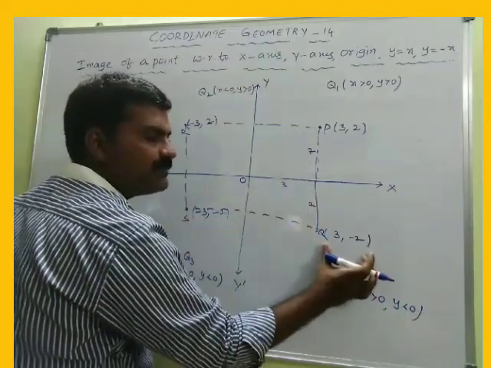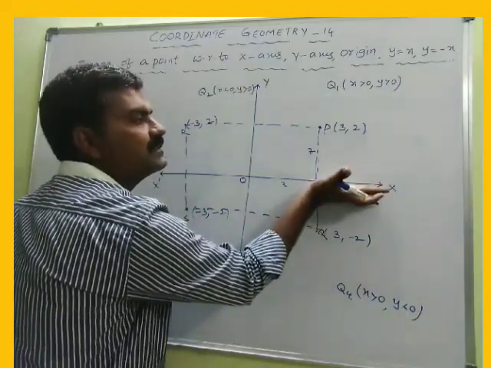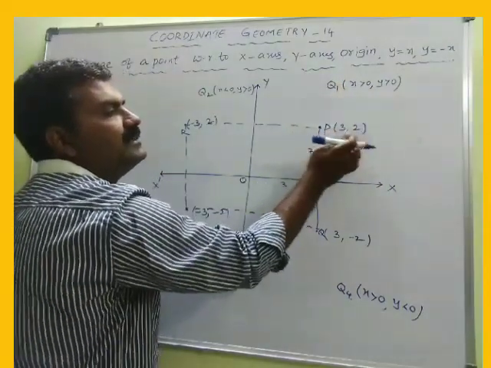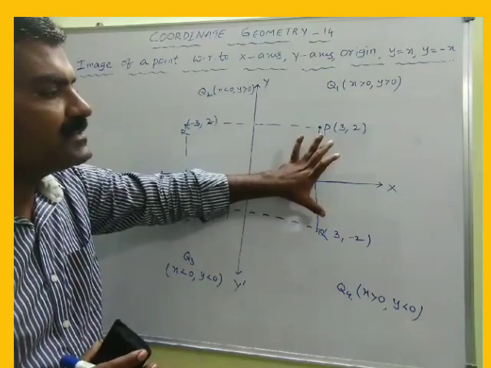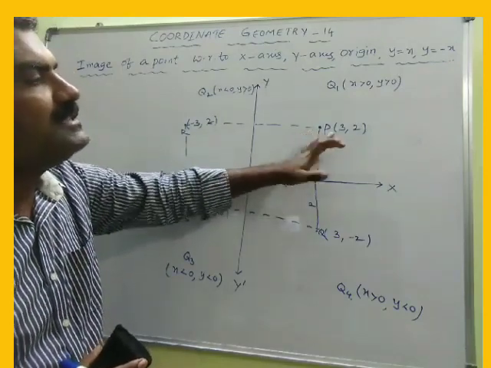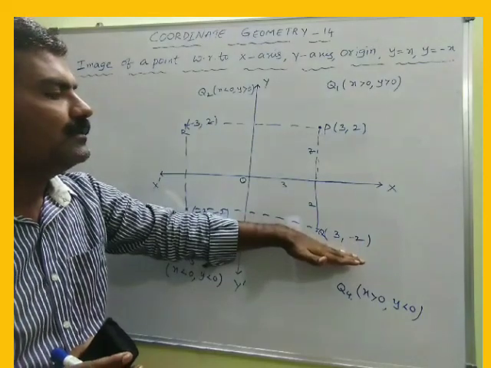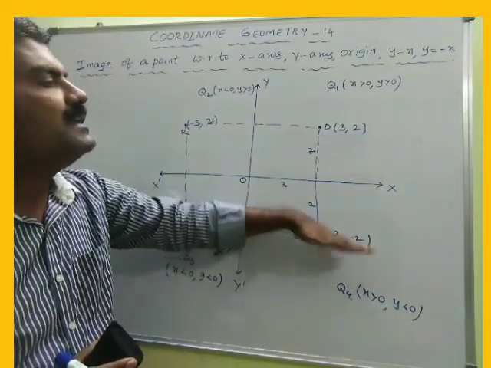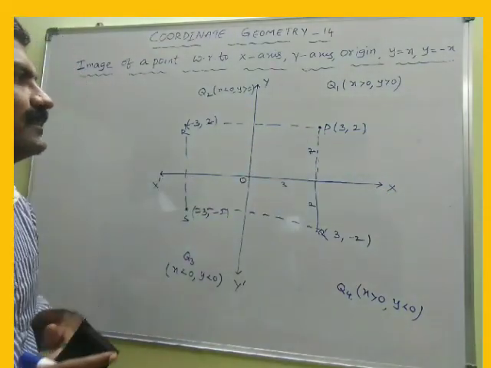For example, this is my original point. Now, its image with respect to the x-axis will be here, which is nothing but (3, 2). Do you understand? Hence, these two points are images of each other. P is the image of point Q and Q is the image of point P with respect to the x-axis.